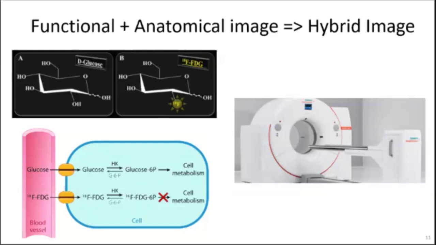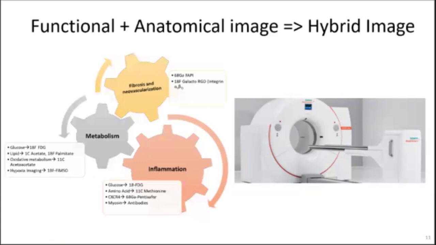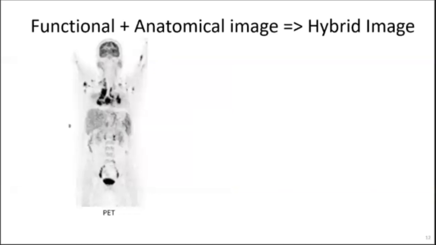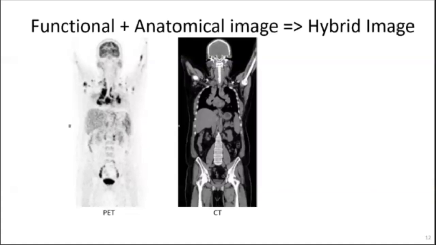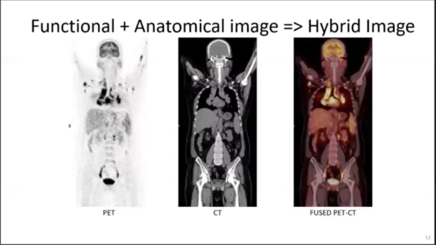This is an image of a PET CT machine usually used for acquiring this. So apart from FDG, there are various other tracers as well, which target other processes and molecules. For example, carbon-11 acetate, which is a marker of lipid metabolism, and carbon-11 methionine, which is a marker of amino acid metabolism. This is just an image showing how a PET and a CT image look. And when we fuse these two images together, we get the fused PET CT image.